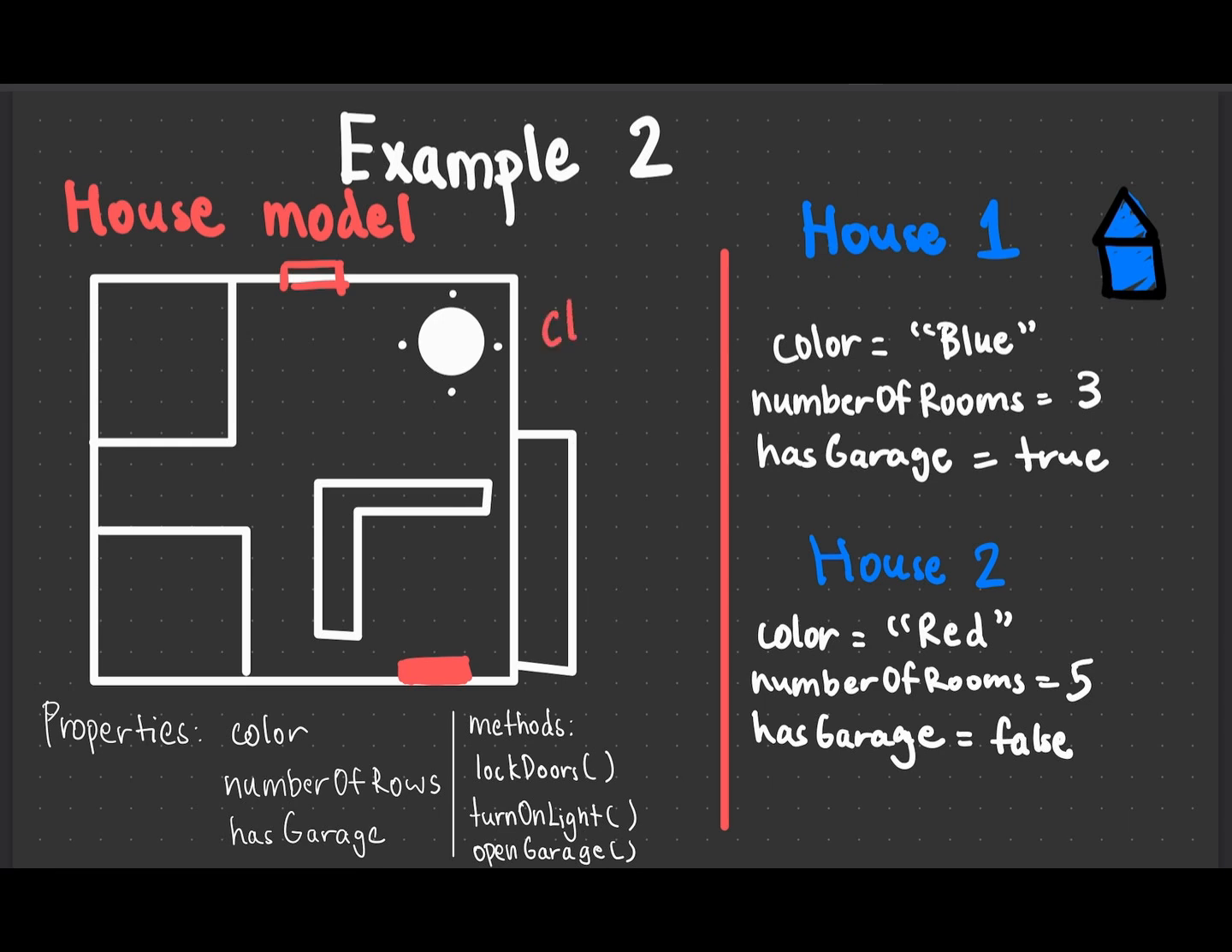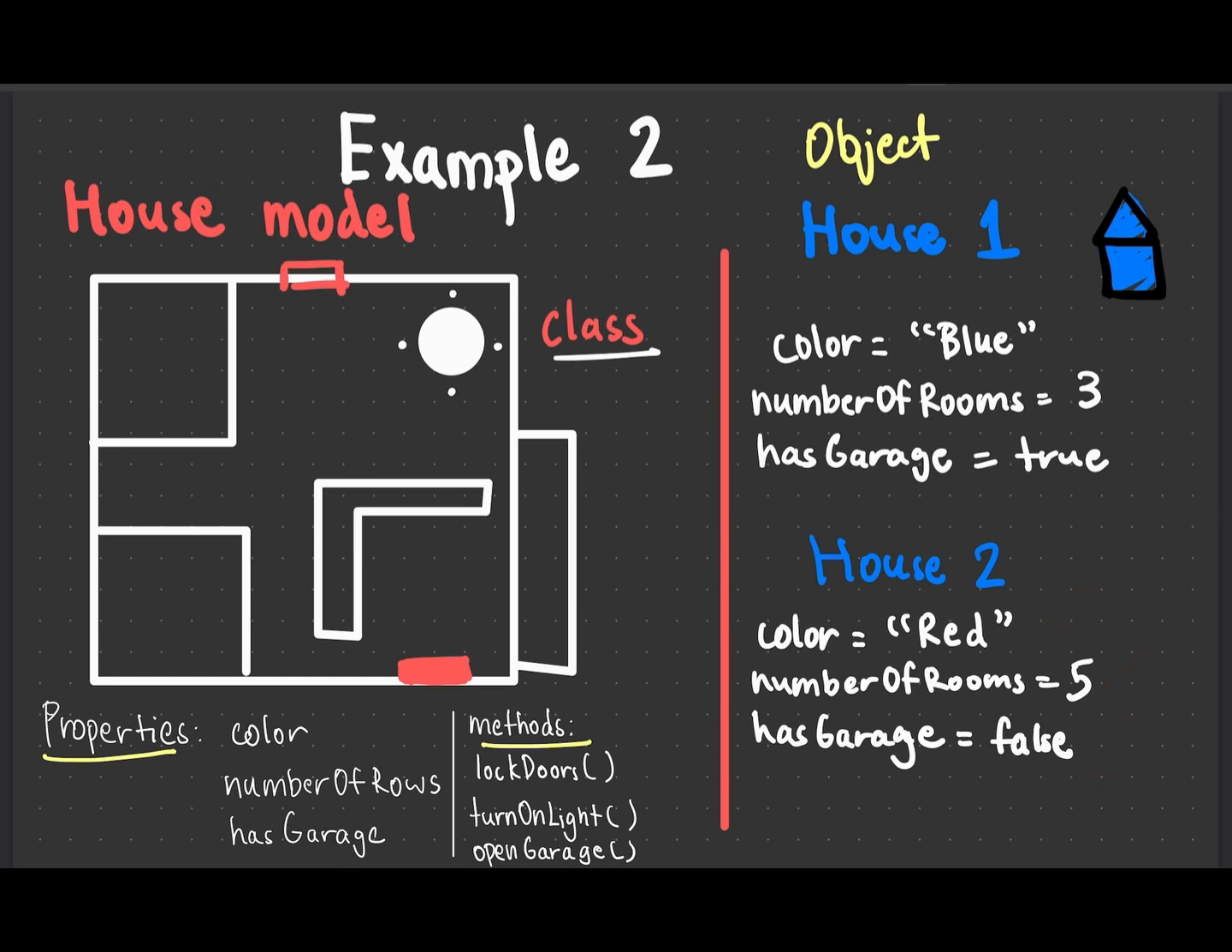For example, let's create a class called house. It has properties like color, number of rooms, has garage. It also has methods or actions like lock doors, turn on lights, open garage. Now, when we build an actual house using this blueprint, that's an object. Each house object can have its own unique values for the properties. For example, house 1 has color blue, number of rooms 3, has garage true. House 2, color red, number of rooms 5, has garage false.